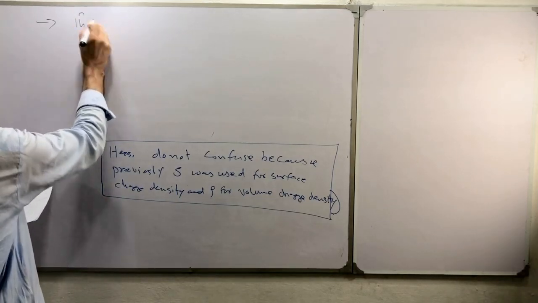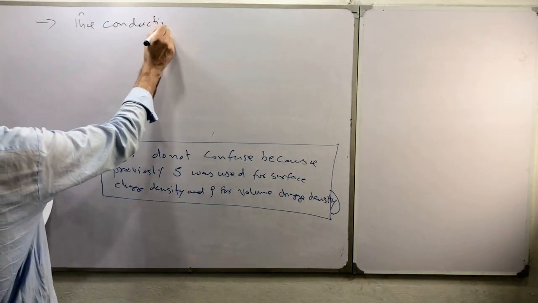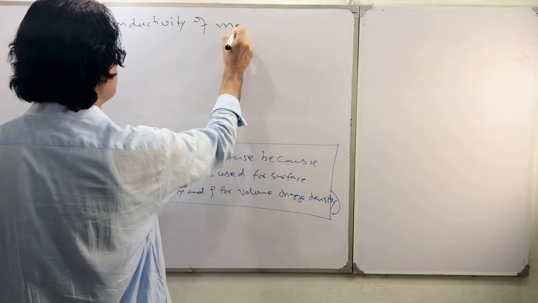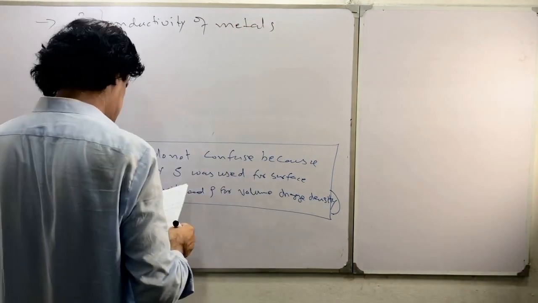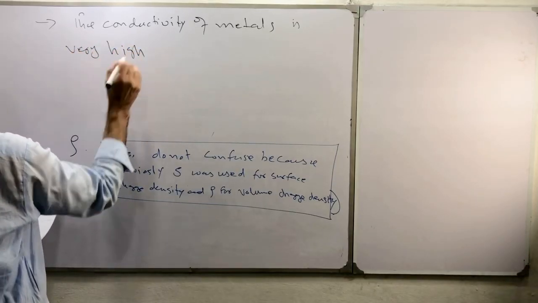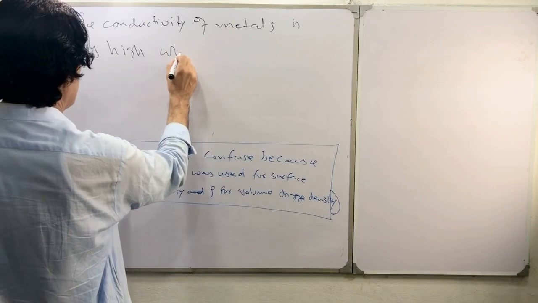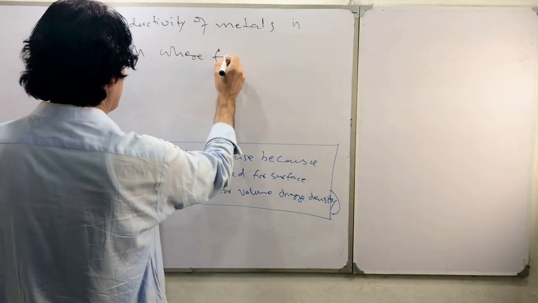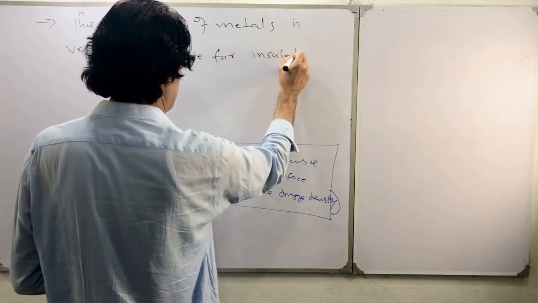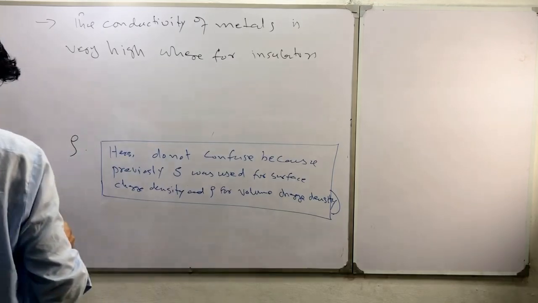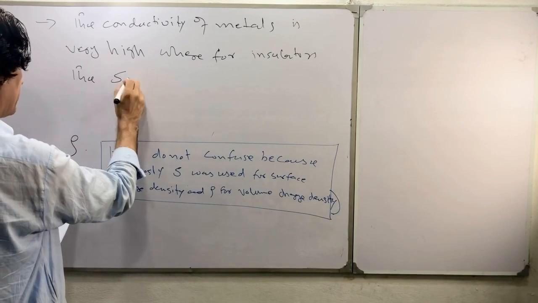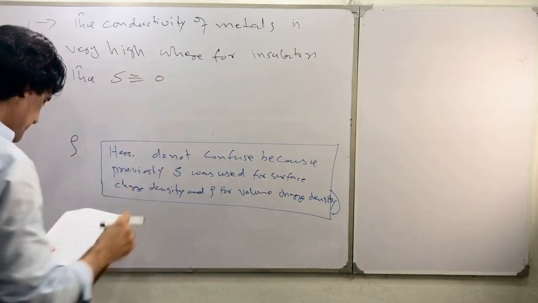The conductivity of metals is very high, whereas for an insulator the conductivity sigma is approximately equal to 0.